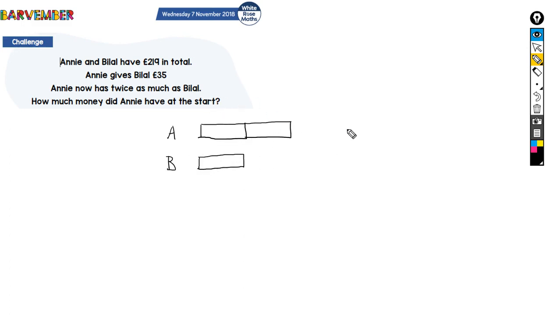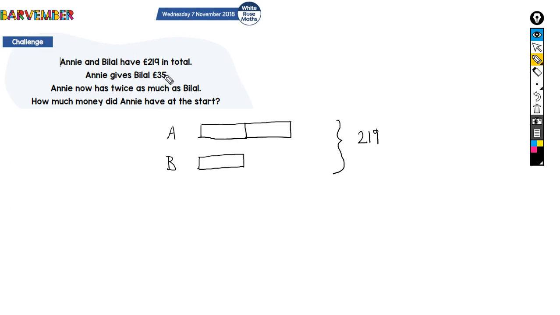Okay, so this is the situation at the end, and at the end there is £219. Now do note that no money leaves the system, as it were. It's not that £5 was spent somewhere else or given away somewhere else, or someone was given some more money from outside of this system. There's always going to be £219 in this system of Annie and Bilal, because the money is only exchanged between them.